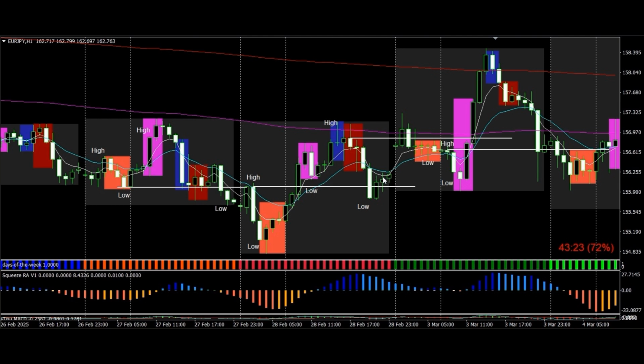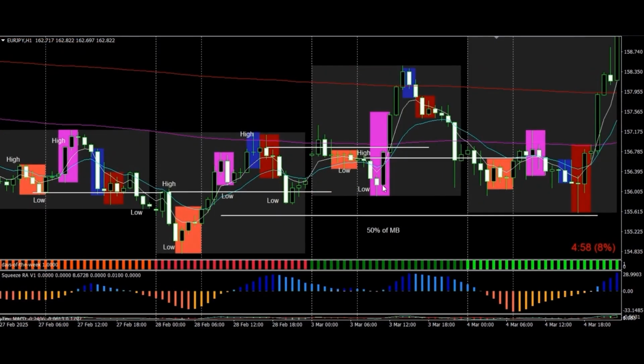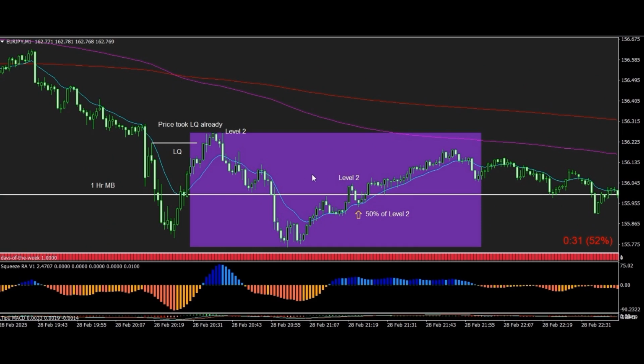However, if we look again on the smaller time frame, we want to try to go into at least 50% of this mitigation block. And so let's see what it looks like on the 1 minute chart. Again, we're shooting for this range. And so price dips back down and then comes back out of this mitigation block and gives us our level 2 entry. And that's also the great thing about level 2 is that you have a very tight stop loss.